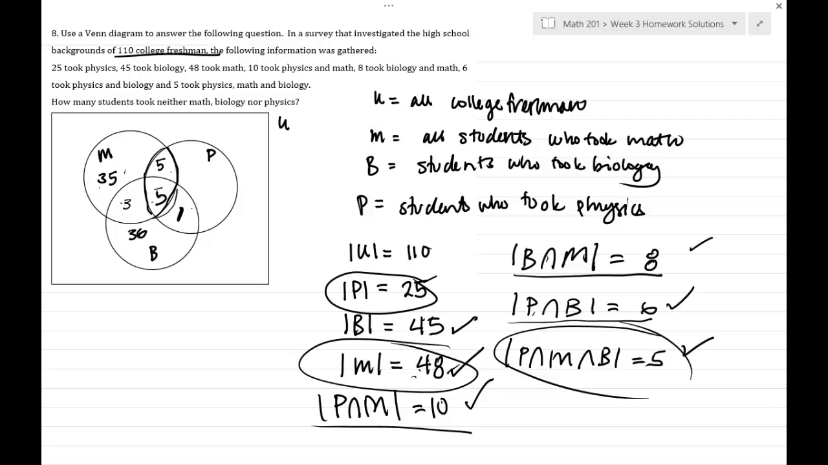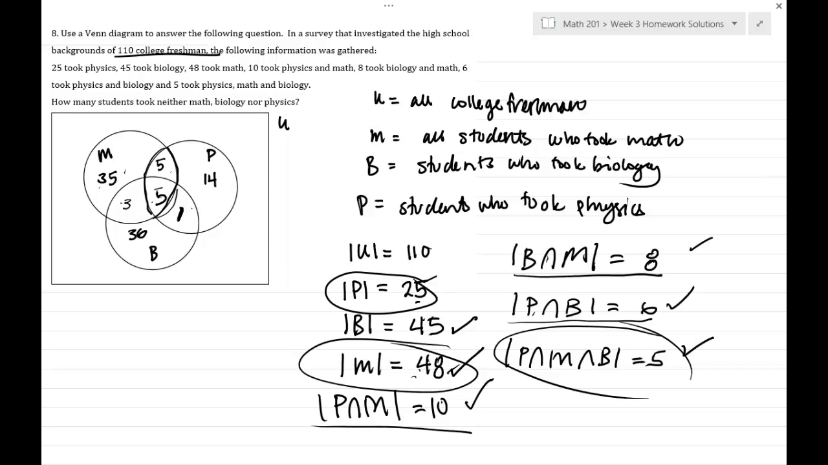So now let's look at students who took physics but not math and biology. So not math or biology. So physics should add to 25. I've already got 11 placed, so I have 14 students who took physics but not math or biology. So let's just check. 5 plus 5 is 10, 11, 25.